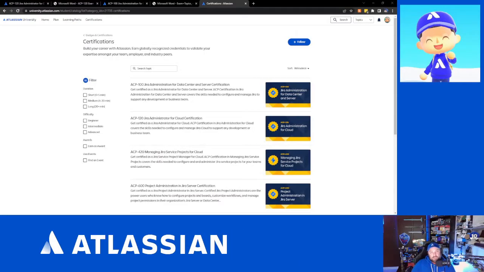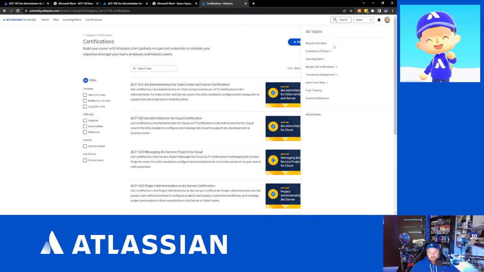Okay, so we're going to want to get started by going to university.atlassian.com, as we do with all of our certification topics. We're going to click on the topics menu at the top. We're going to go to badges and certifications, and then we're going to go to certifications, which will take us to this page here. Then you're going to want to select whichever one makes sense based on whether you're going to do the data center or the cloud certification, with either the ACP-100 or the 120.